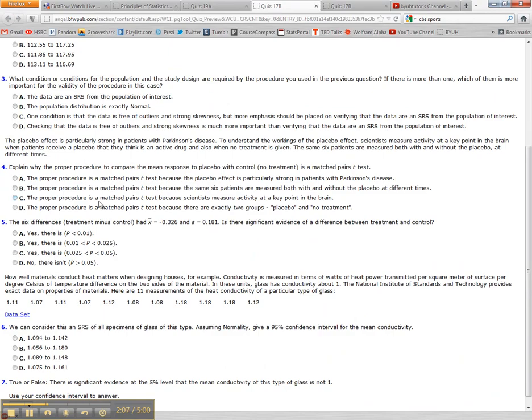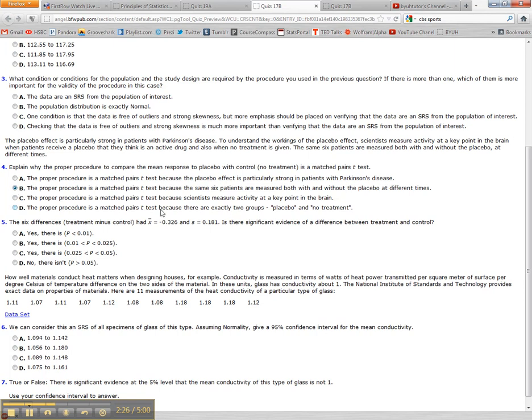C says the proper procedure is match pairs t-test because scientists measure activity at a key point in the brain. That doesn't explain match pair. That's not the definition of match pair. D says the proper procedure is a match pair t-test because there are exactly 2 groups, placebo and no treatment. And so again, B fits the definition of match pair, and so that's why it's B.